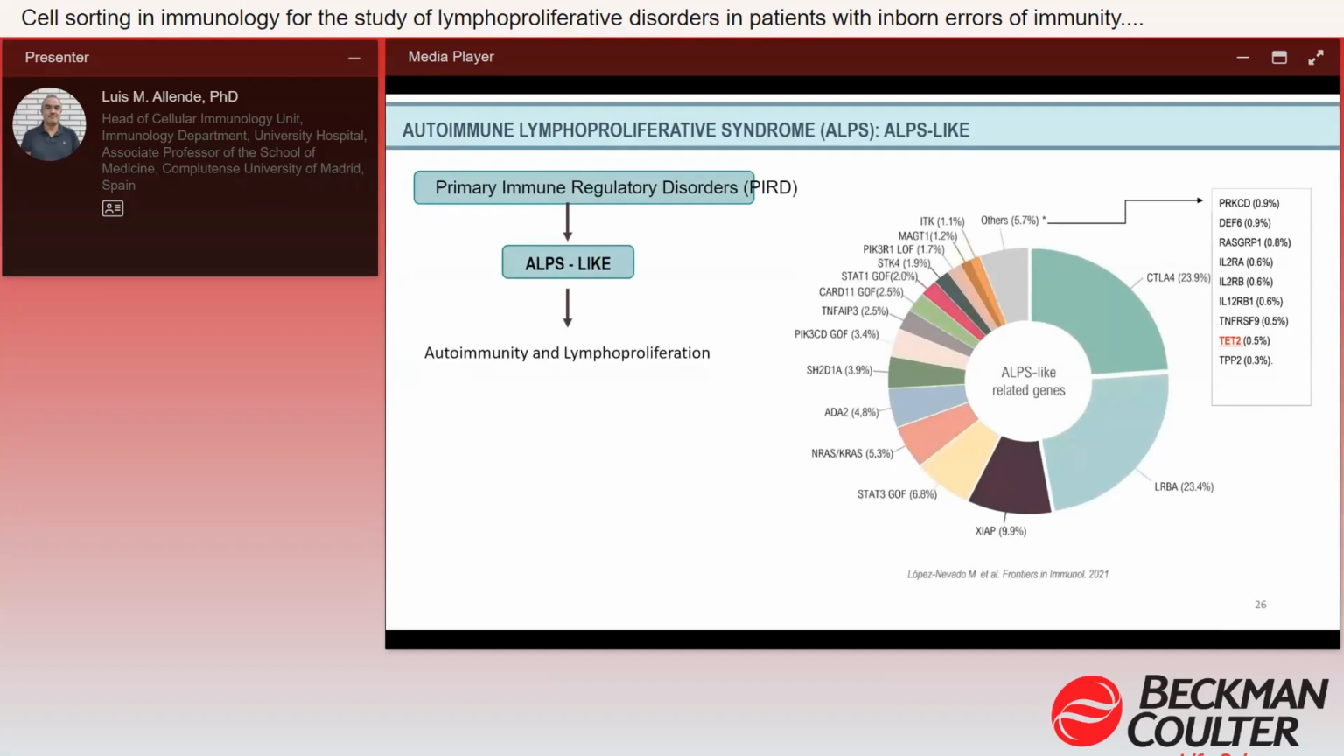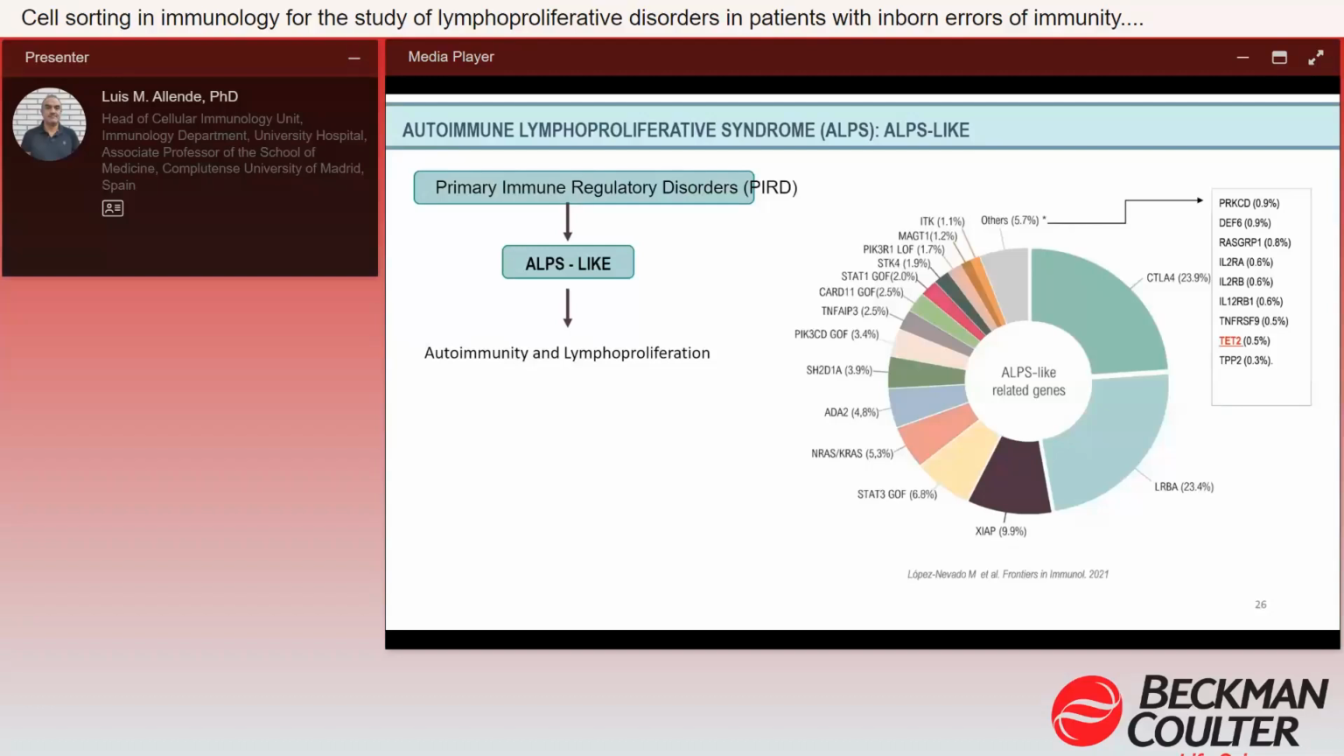Advances in NGS technologies have enabled an expanding list of monogenic defects in primary immune regulatory disorders. Numerous genetic defects outside of the Fas ligand pathway, mimicking an ALPS phenotype, have been identified as ALPS-like syndromes. Clinically, autoimmunity and lymphoproliferation are a common finding in these ALPS-like phenotypes. To date, more than 15 genes have been related with ALPS-like syndrome in the literature.